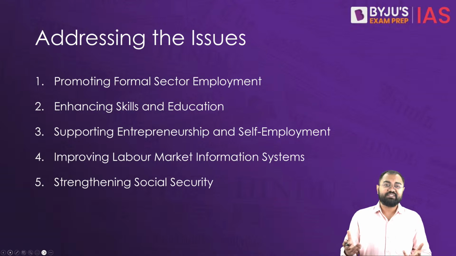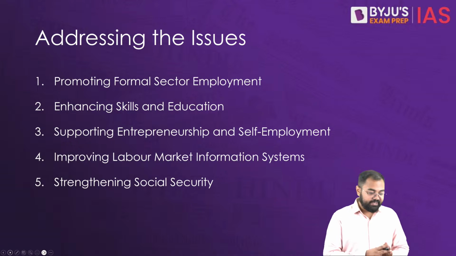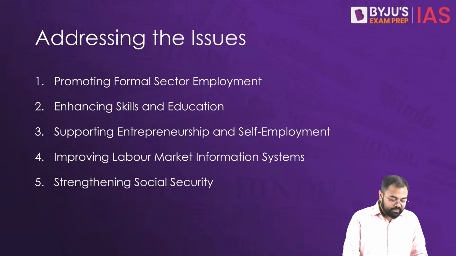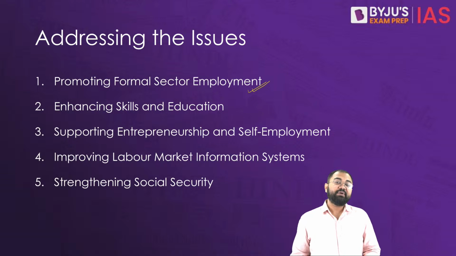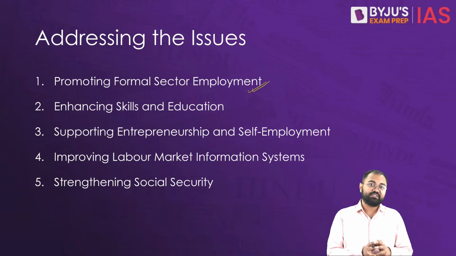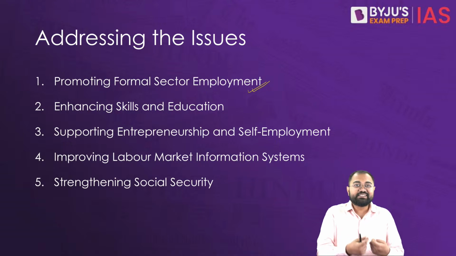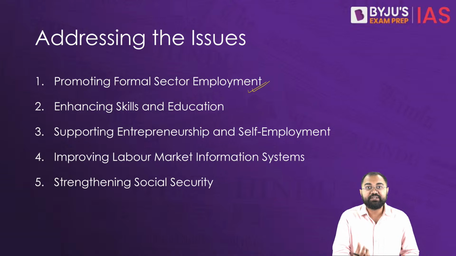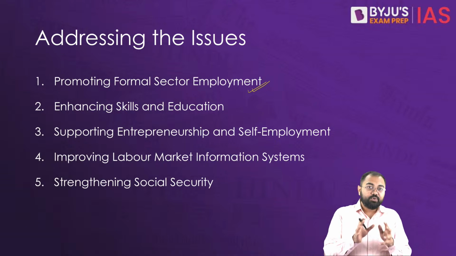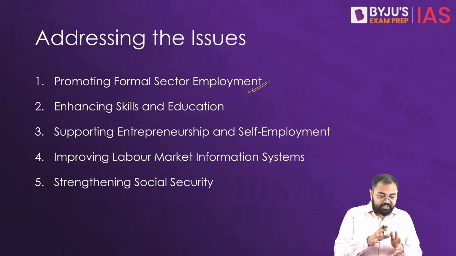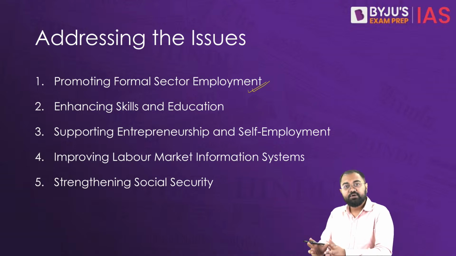Now, how do we address this issue? What can be done? What can the government do? We need to understand this aspect as well. So first, promoting formal sector employment: implementing policies which encourage businesses to transition from the informal to the formal sector, such as tax incentives or simplified regulatory environments, and also access to finance for small and medium enterprises. These kinds of things can lead to informal sectors moving towards formal sectors.